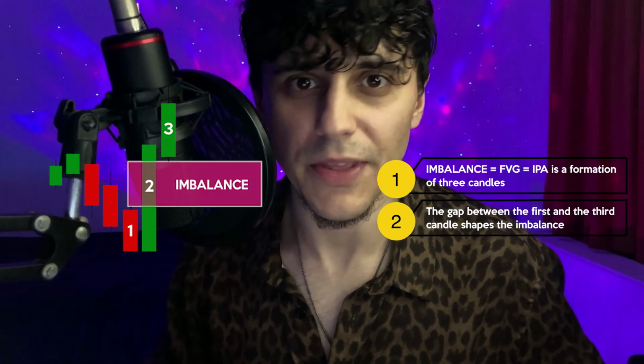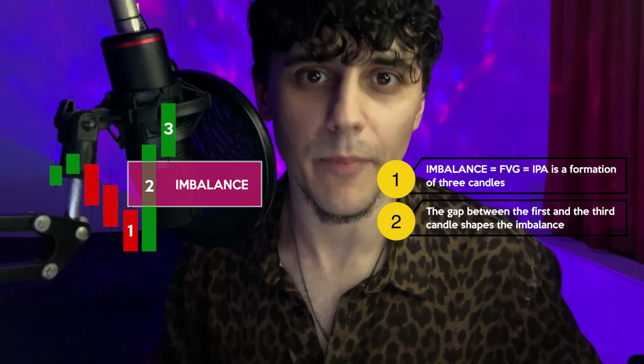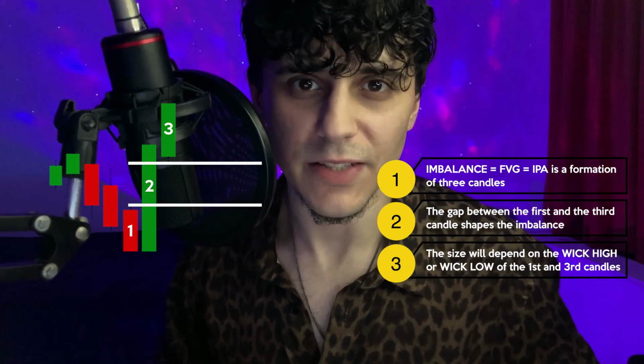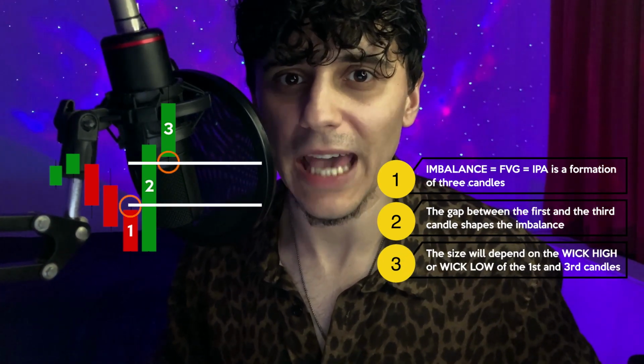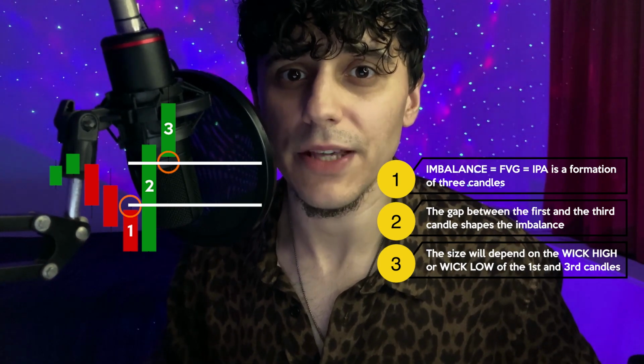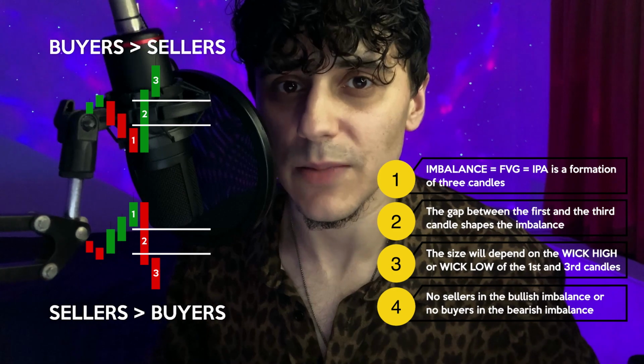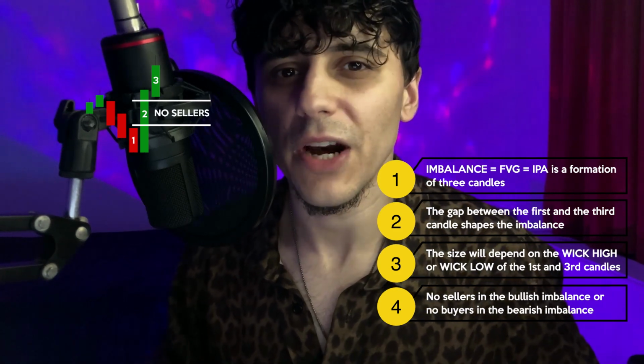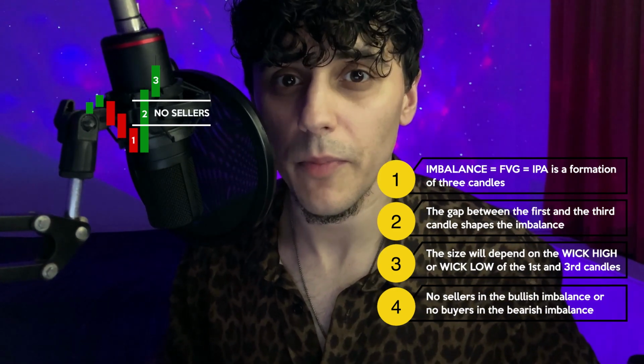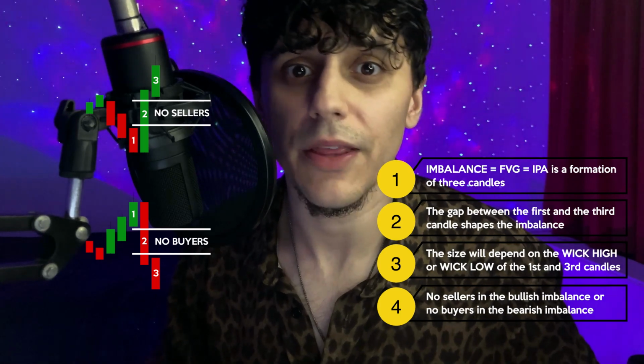The imbalance is a formation of three candles. The gap between the first and the third candle shapes the imbalance. The size of the imbalance will depend on the opening and closing of the first and the third candles. This area shows us there was an imbalance between sellers and buyers. There were no sellers in the bullish imbalance or no buyers in the bearish imbalance. It happens because price goes so quickly that there is no liquidity for buyers or sellers.